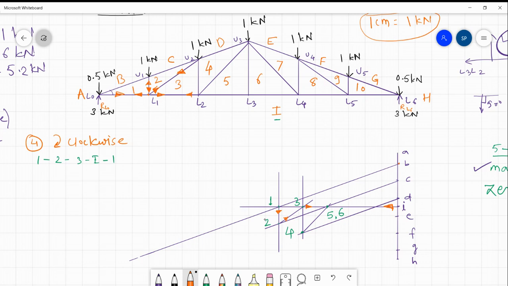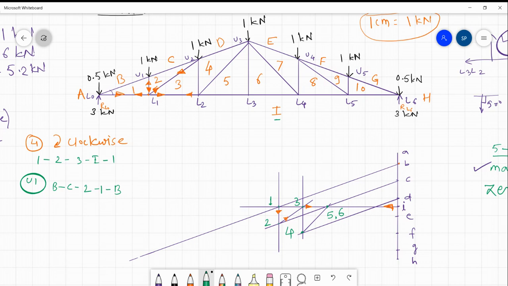So we'll solve one more joint. Let's say U1. We'll go for U1 here. Again, we have to write down in clockwise sense, starting with say B, then C, then 2, then 1, then B. So B, C, 2, 1, B.